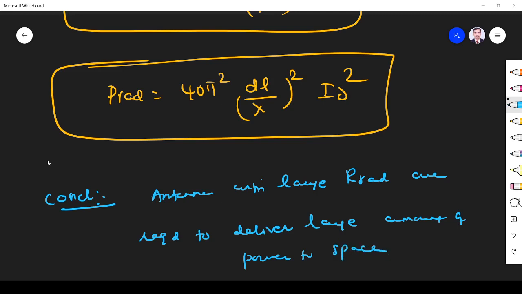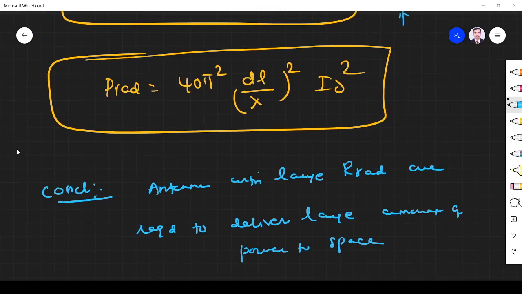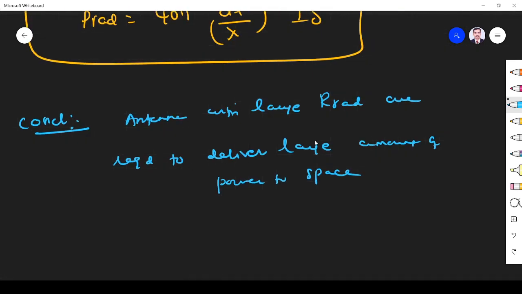Yes or no? Why? You see, if the radiation resistance is more, then only P is equal to I squared into R radiation, right? So R radiation should be high, then only we can deliver more power. So if R radiation should be high, DL should be very large. That is, the dimension of the antenna should be very high. So if you want to deliver more power, the antenna size should be large. So that is the first thing we have to remember.